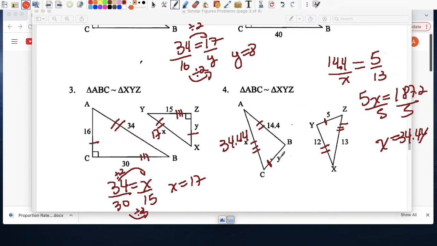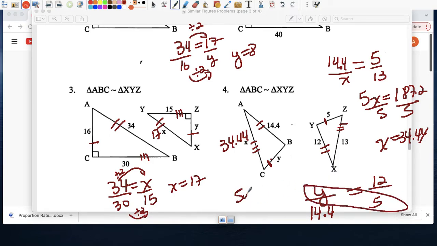Now we need to find the y. So with the y, the y on this triangle corresponds with 12 on the other triangle, and let's use a smaller number, so 14.4 corresponds to 5. And again, cross multiply. 5 times y is 5y. 14.4 times 12 equals 172.8. We're going to divide both sides by 5, and y equals 34.56.